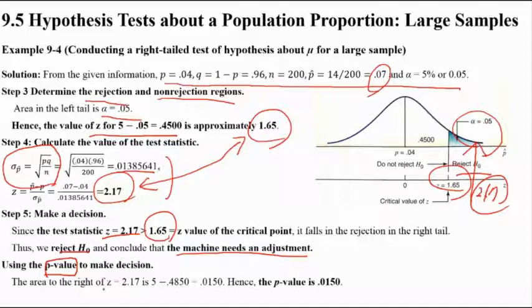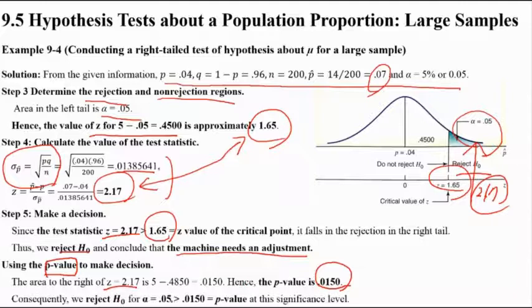Whatever they give you as the z value, change it to a p value. So subtract the number from the table also. We got 0.0150. So how about the significant level? The significant level is much higher, so we do not reject. Which means it needs adjustment, because more than 4% is defective chips. Alright, do you understand? We're talking about the right tail.